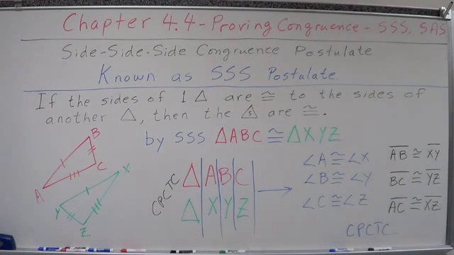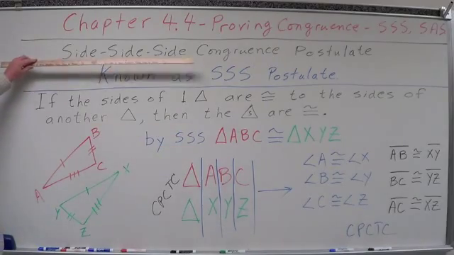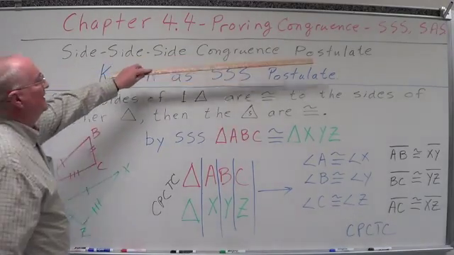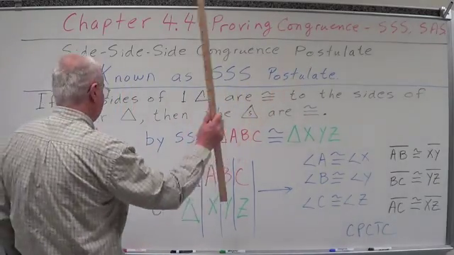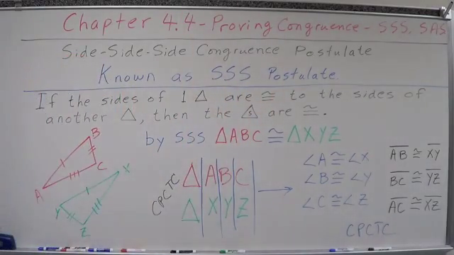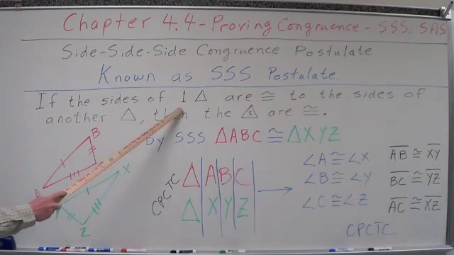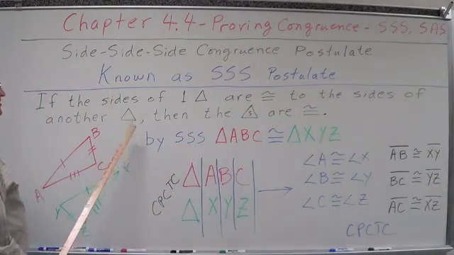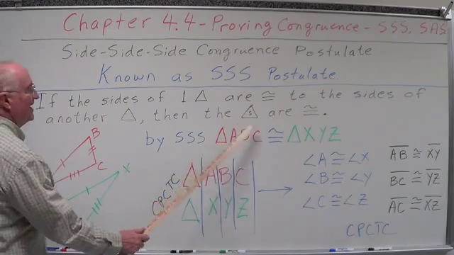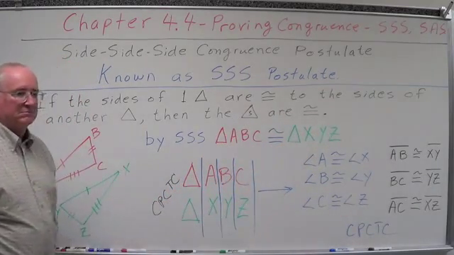Okay, let's look at one of these ways that we can prove two triangles are congruent without having to prove all the sides are congruent. One of these ways is called the side-side-side congruence postulate, also known as the SSS Postulate. What it says is this: if the sides of one triangle are congruent to the sides of another triangle, then the triangles are congruent.